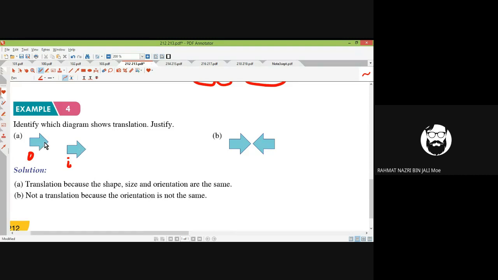Okay, and then these patterns also have the same size. And then the third one is, okay, the first one is shape, satisfied, same. Second one is size, same. And the third one is orientation. Orientation means they're moving at the same orientation.